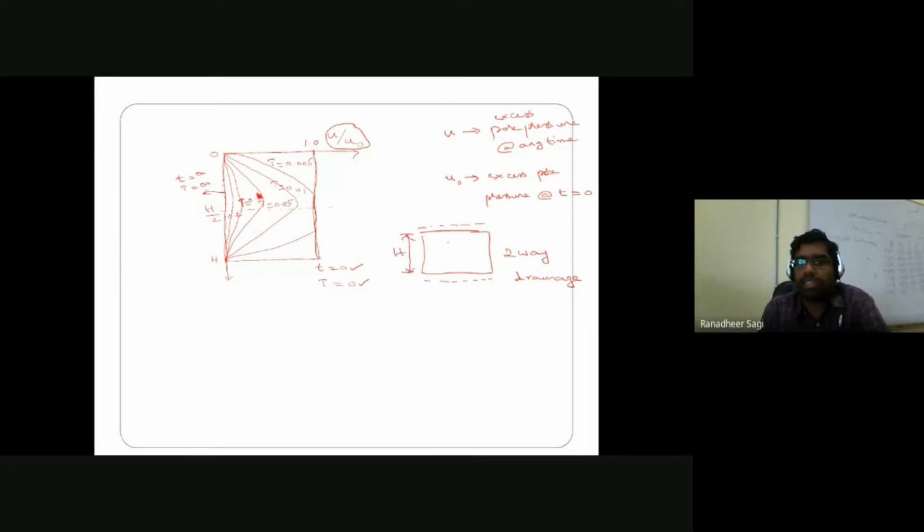With this two-way drainage condition, once the water is allowed to go out of the soil sample, the excess pore water pressure at the top and at the bottom of the soil sample immediately becomes 0, and it is still maximum at the center of the clay layer. We can calculate how much that maximum excess pore water pressure is.